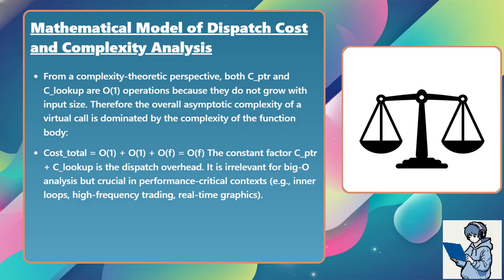The constant factor C pointer plus C lookup is the dispatch overhead. It is irrelevant for big O analysis, but crucial in performance-critical contexts. For example, inner loops, high-frequency trading, real-time graphics.